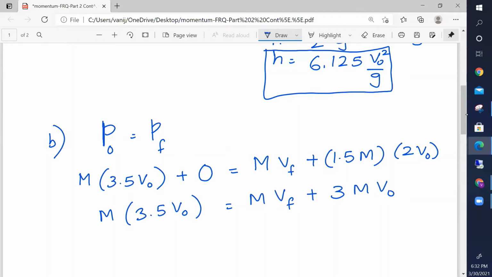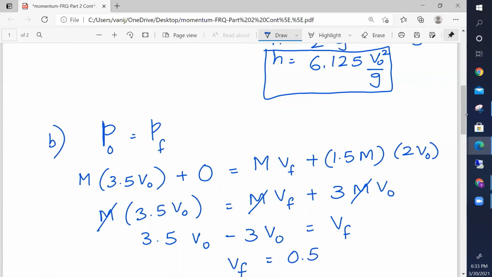Now I can get rid of m, in other words, I'm going to divide by m throughout my equation. So m is gone, and I'm left with 3.5 v naught minus 3 v naught is equal to Vf. I moved 3 v naught to the other side. So Vf is equal to 0.5 v naught, or in other words, 1/2 v naught. This is the velocity of the block M after collision.